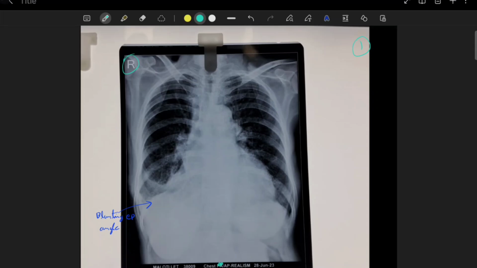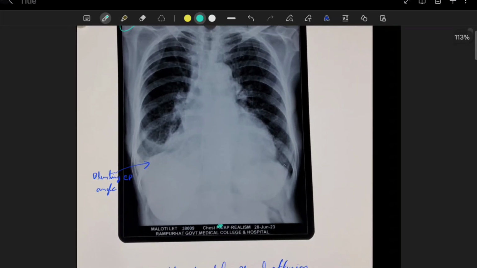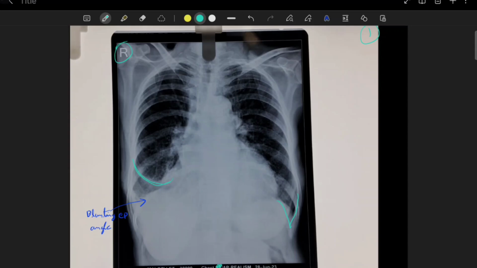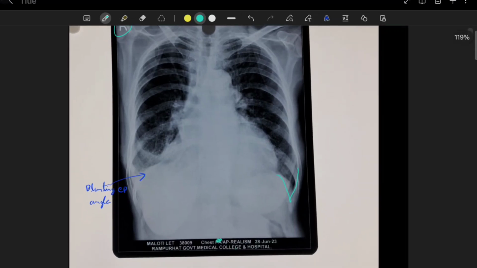After that, one important thing: what is the costophrenic angle? Here it is the angle between the diaphragm and the ribs, okay. It is an acute angle, meaning less than 90 degrees, in a normal patient. But see, in this patient, on the left side it is acute, but on the right side it is not acute, it is obliterated, okay, or blunting of the costophrenic angle. It signifies that in this position there is some fluid, okay. So it is a case of pleural effusion, okay.